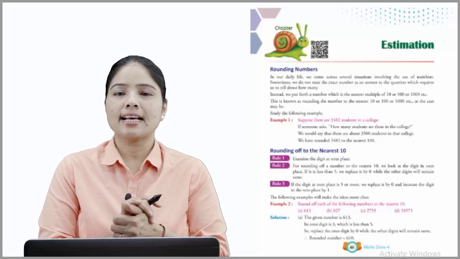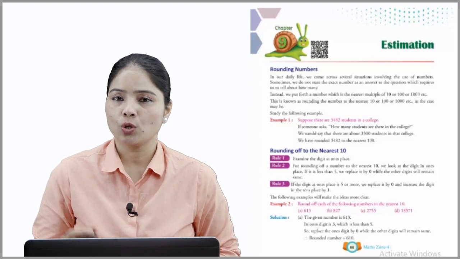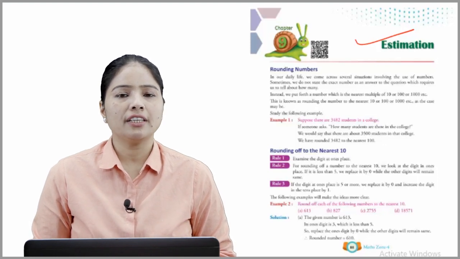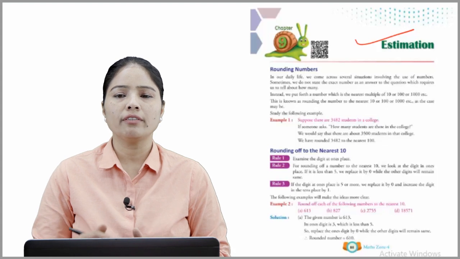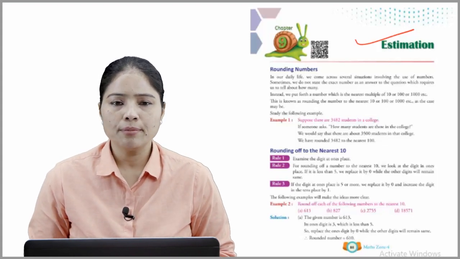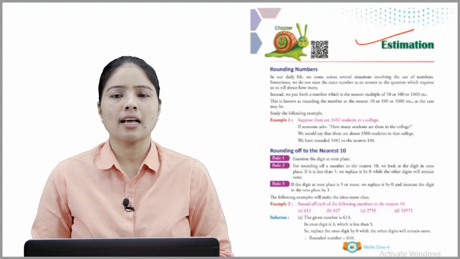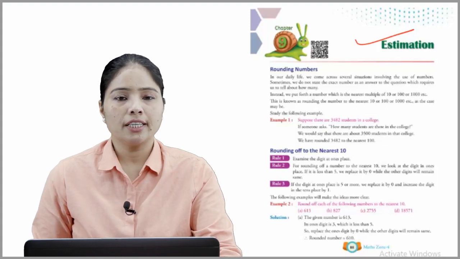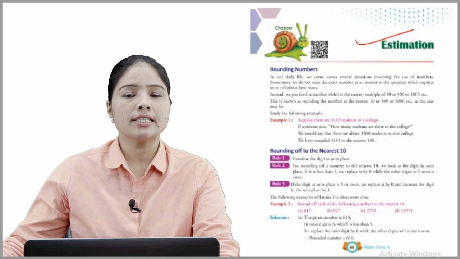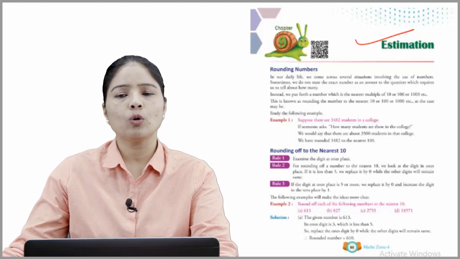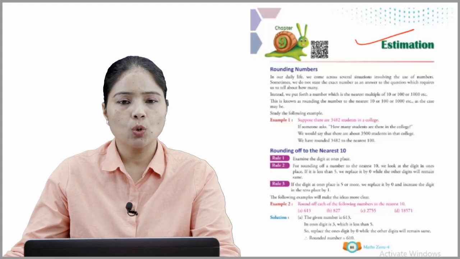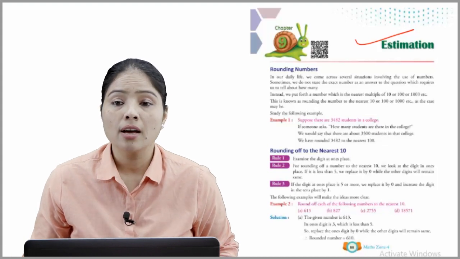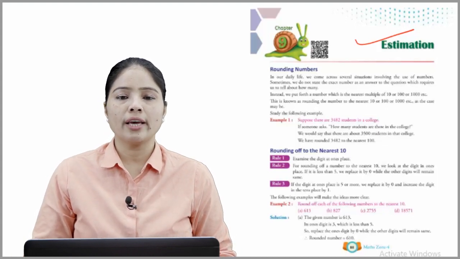So children, today in this class we are going to learn about estimation. So let's start with that. Rounding numbers. In our daily life we come across several situations involving the use of numbers. Sometimes we do not state the exact number as an answer to questions which require us to tell how many. Instead, we put forth a number which is the nearest multiple of 10 or 100 or 1000, etc. This is known as rounding the number to the nearest 10 or 100 or 1000, etc., as the case may be. Study the following example.